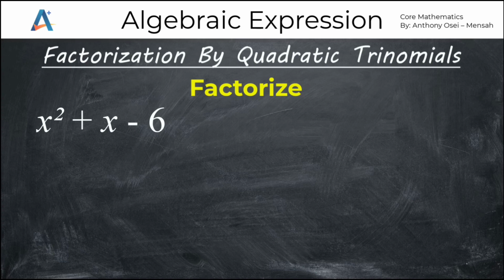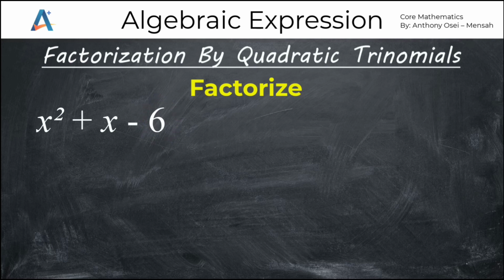Step number 1, the arrangement must conform to the general form of a quadratic trinomial, which is the square term first, with the power 1 second. That's the second term being the x power 1, and then the last term being the constant. Now, even if it's this way, we can still factorize.